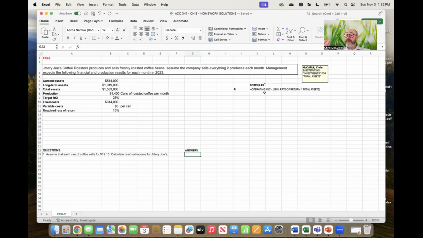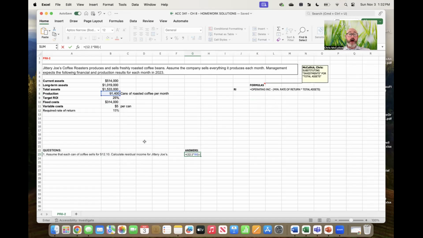Operating income is going to be the revenue minus the cost. So what we want to do is take our revenue, which we sell each can of coffee for $12.10. So I'm going to take 12.1 and multiply that by the number of cans of coffee that we're selling, which they tell us production is 91,400. Okay, then we're going to subtract from that our costs.